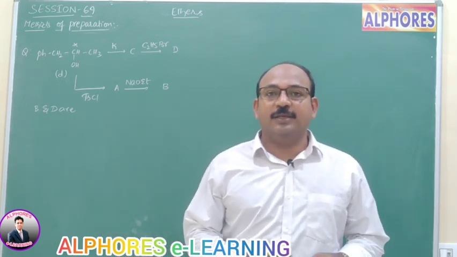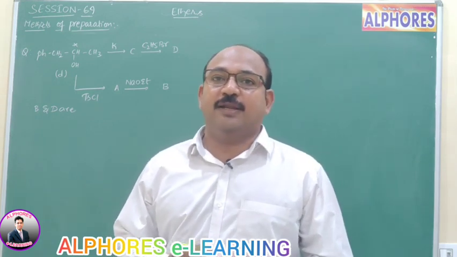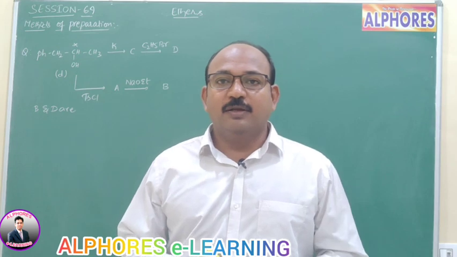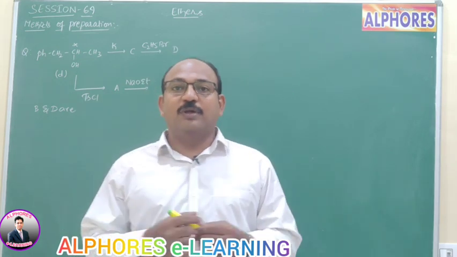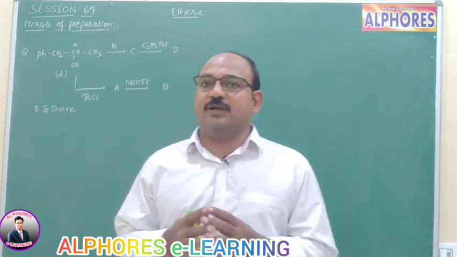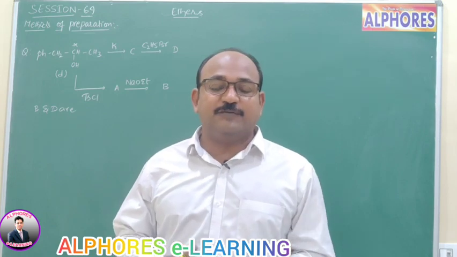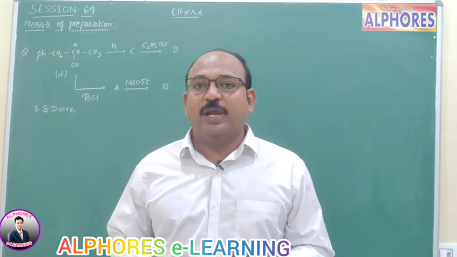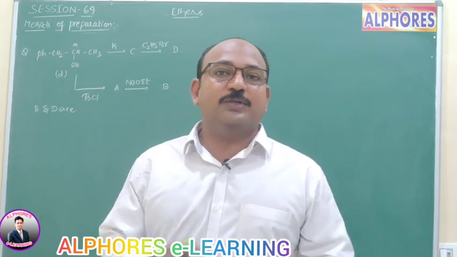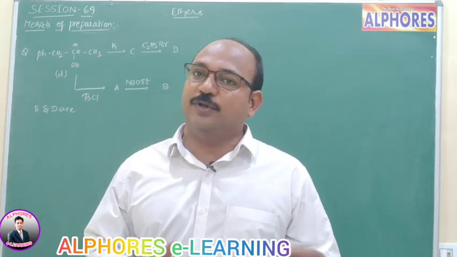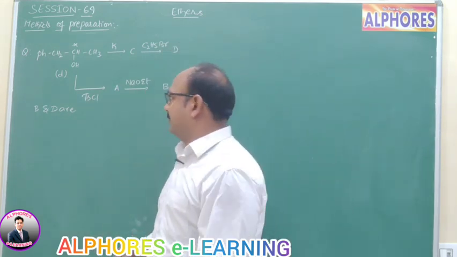We are discussing methods of preparation of ethers. In the previous session we learned the addition of alcohol to alkene in acid medium, and also how a reaction of alcohols containing a leaving group at the delta carbon with a base leads to cyclic ether formation. In continuation to that, let us see this question.